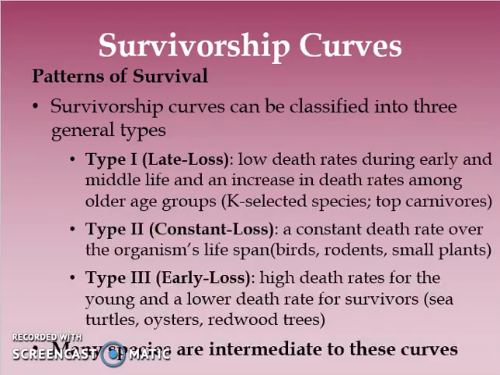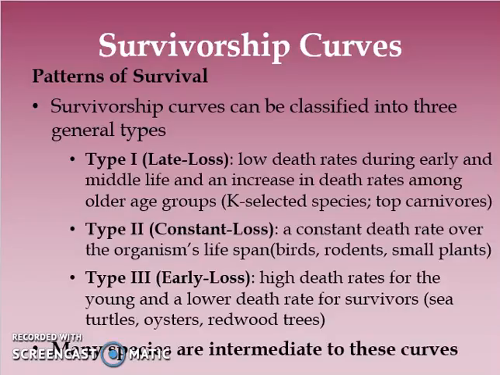So these are the things. We have type 1, which we call a late loss curve. Everybody makes it till the end. This is much more likely to be seen in K-selected species, your top carnivores and humans. Basically, there's a tiny bit of loss, but it's very, very small until you get out to the very end, and then everybody starts kicking the bucket.